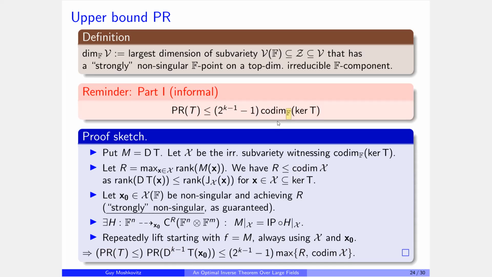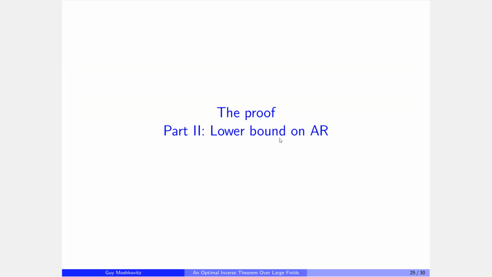So if you go over the steps here carefully, you will see that this is exactly the definition of the dimension that you need for the whole proof to work out. So not the usual codimension, but codimension sub F to make this entire thing work. So the crux of the matter is that we don't apply the iterative process on the kernel itself, but rather on this irreducible component that's given by this definition. So this is the first part, this bound on partition rank.